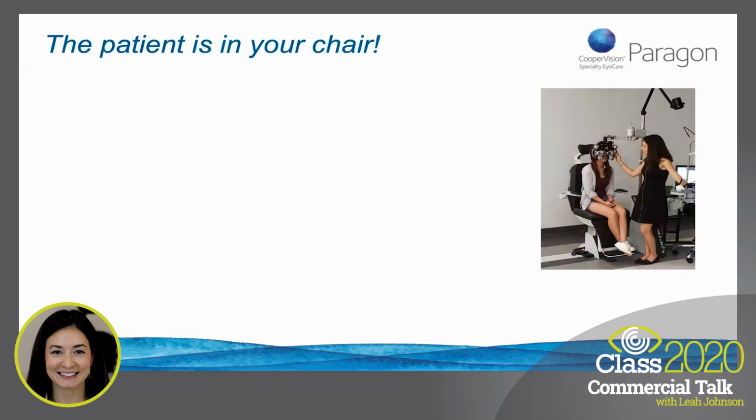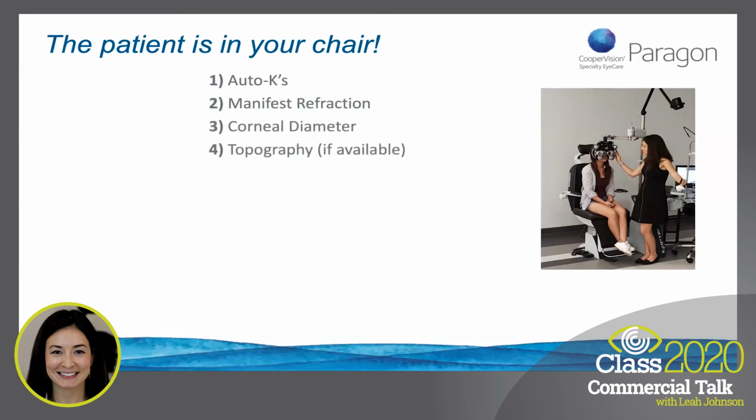So the patient is in your chair. How are you going to fit them with Paragon CRT? What do you actually need to fit your patient and order your first set of lens parameters? Well, the first set of data that you will want are your auto-Ks, your manifest refraction, corneal diameter size, and topography if available. It's great to have a baseline topography map and the ability to compare changes after corneal reshaping.